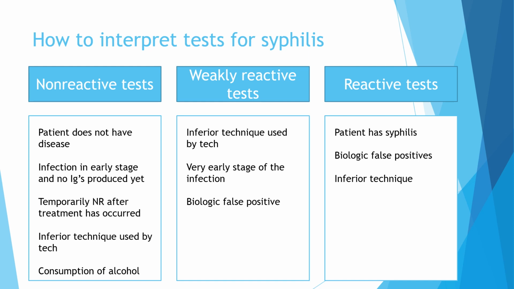For weakly reactive tests, we could say there was inferior technique used by the tech, or the disease could be in the very early stages, or there could be a biologic false positive giving us the weak reactive results. In a reactive test, either we can assume our patient has syphilis, we can assume it's a biological false positive, or finally we could say that it's inferior technique by the tech. But we always report out the test for syphilis as either non-reactive, weakly reactive, or reactive, and then we have to interpret what that means.